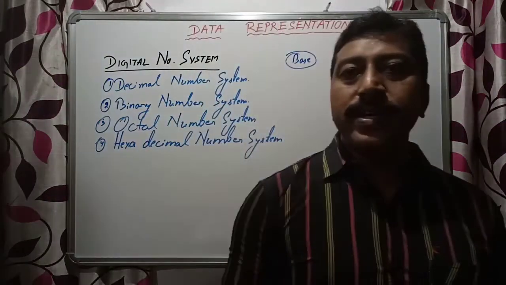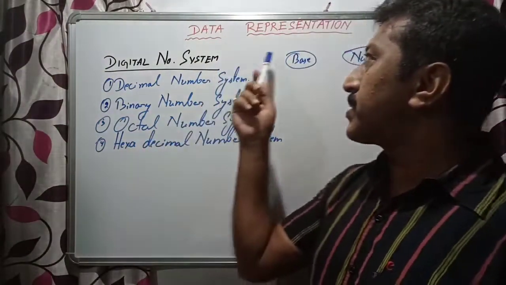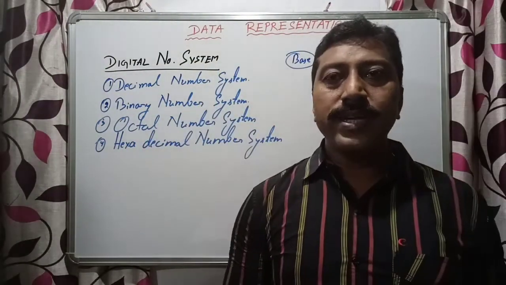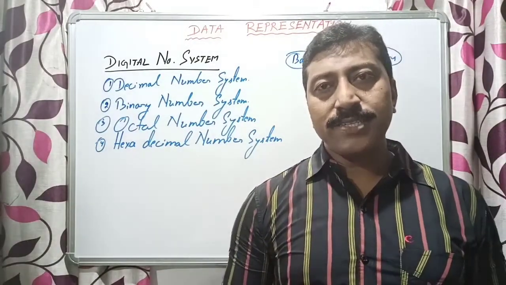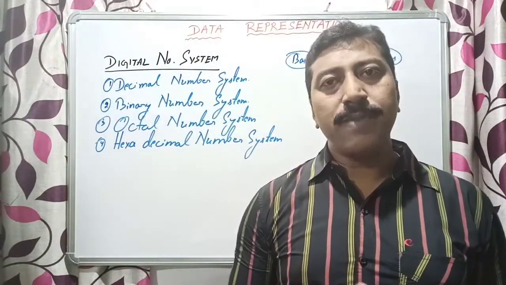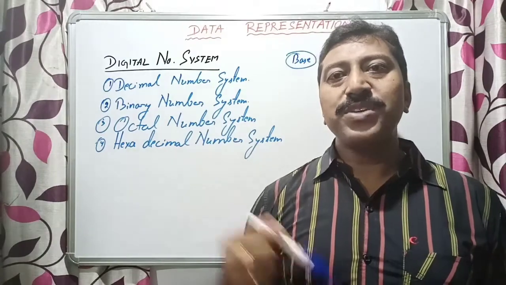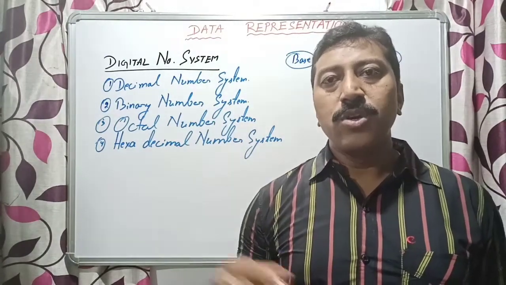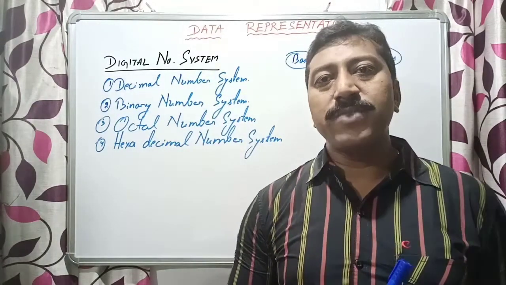Hello students, today we will discuss the new chapter, that is data representations. Data representation means the data can be represented by using different forms, which are known as the number system forms. So now we'll discuss the different types of number system first.